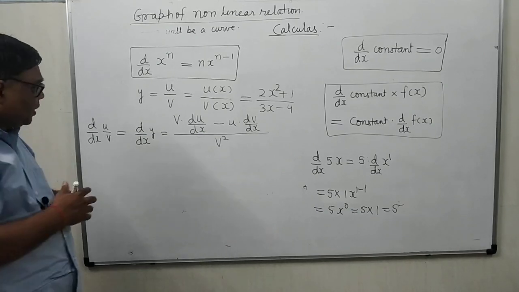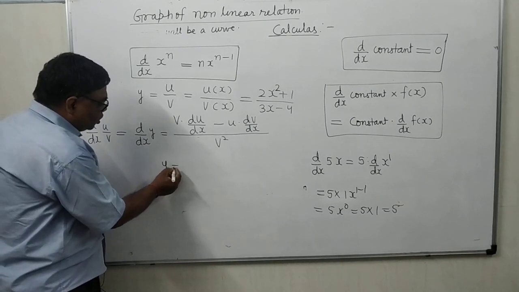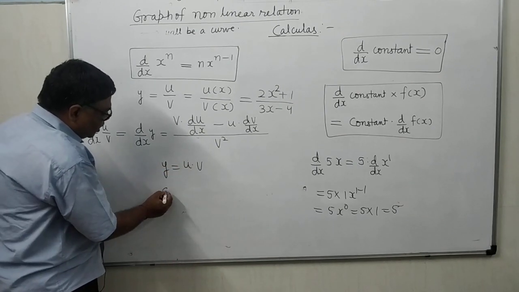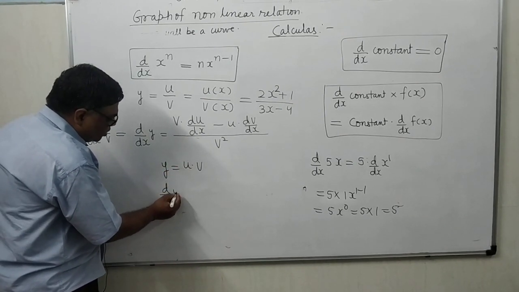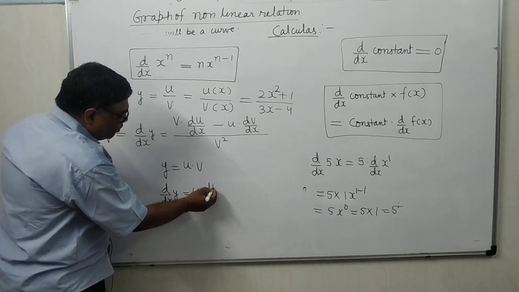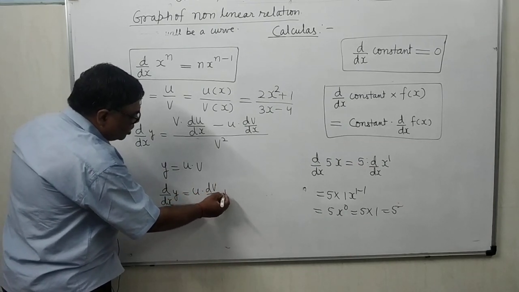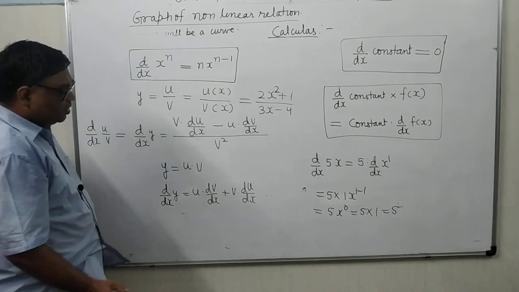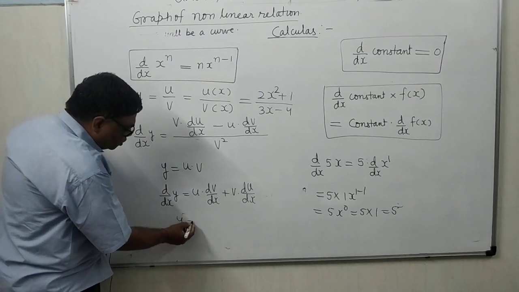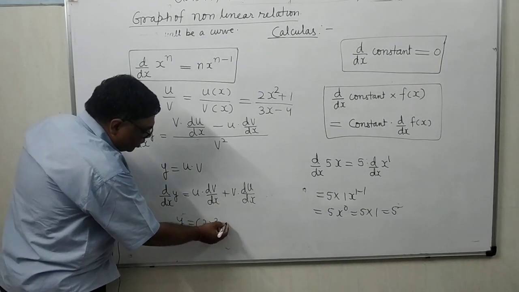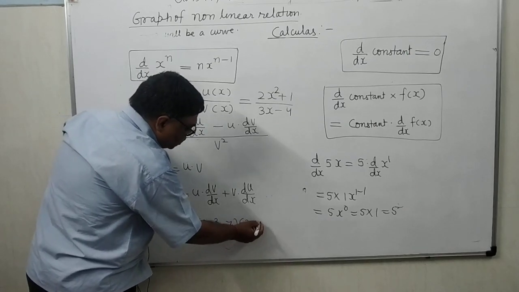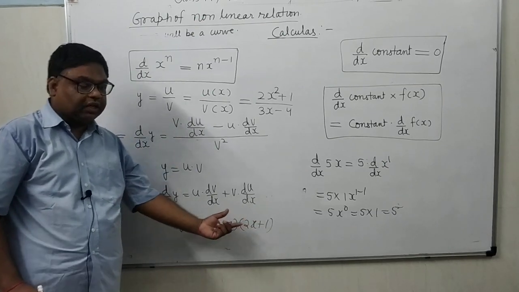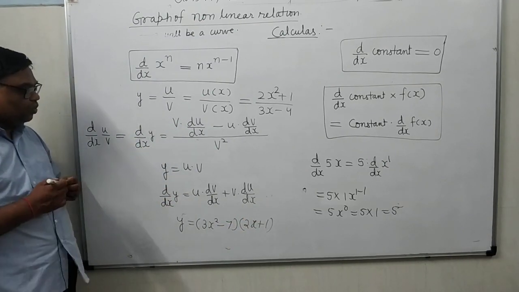Suppose this is in multiplication, y equals u into v. Then what will be d by dx of y? It is equal to u into dv upon dx plus v into du upon dx. It's clear? Suppose there is a function like this, y equals 3x square minus 7 multiplied by 2x plus 1. One you take as u, the other you take as v, and then by using this formula you can determine it.